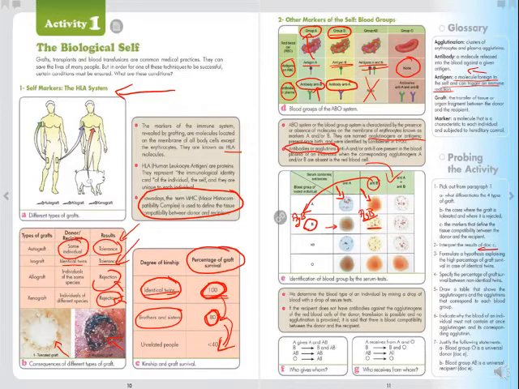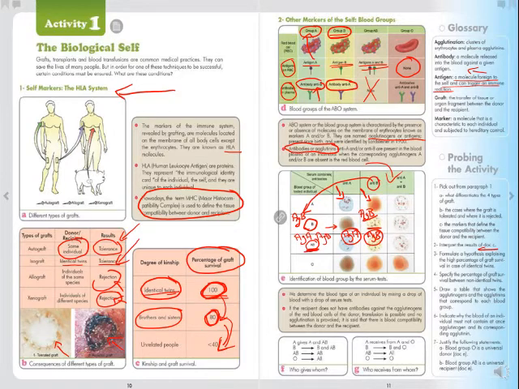Blood group AB. What do we have? We have antigen A and antigen B, so I write AG is antigen A, antigen B. So here we have agglutination. Anti-A makes agglutination, so we have antigen A. Anti-B makes agglutination, so we have antigen B. So we have antigen A and antigen B together, and the blood group is going to be AB.